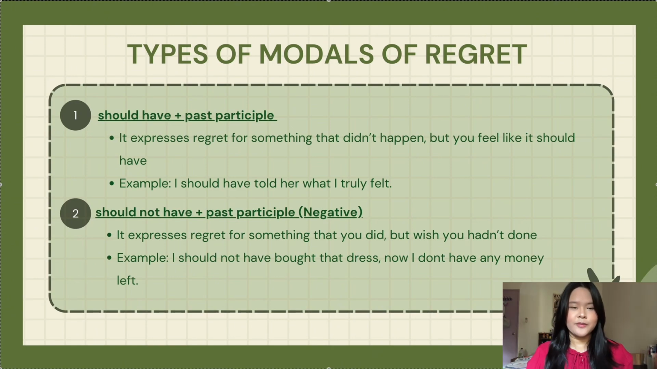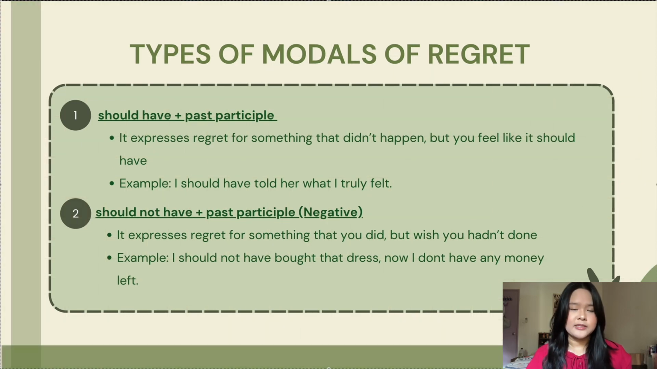In the negative form, we use should not have plus past participle. It is used to express regret for something that you did but wish you hadn't done. As an example, I should not have bought that dress. Now I don't have any money. The speaker bought the dress and now regrets it. We use should not have for actions we wish we didn't do in the past.